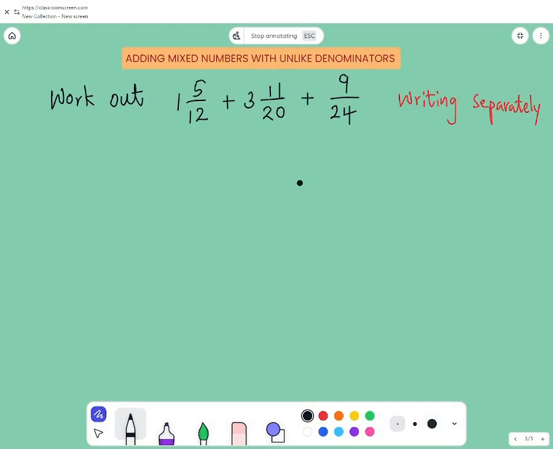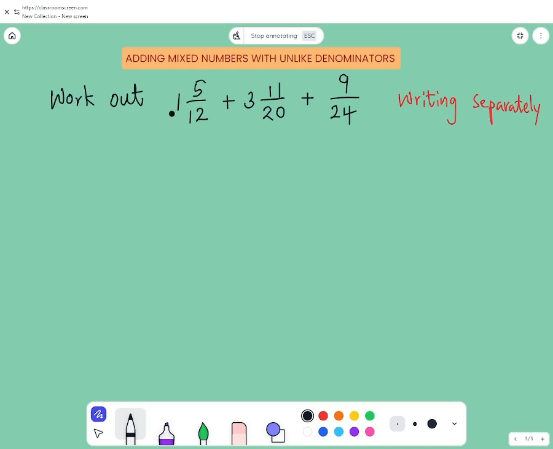Next example. That is 1 and 5 over 12, and 3 and 11 over 20, and 9 over 24. You can see here denominators are larger. So when denominators are larger, it's better we use the writing separately method, the simple method, because when you take the improper fraction method, it's going to be larger numerators, so it's difficult to simplify them. So it's better to use the simple method, writing separately.